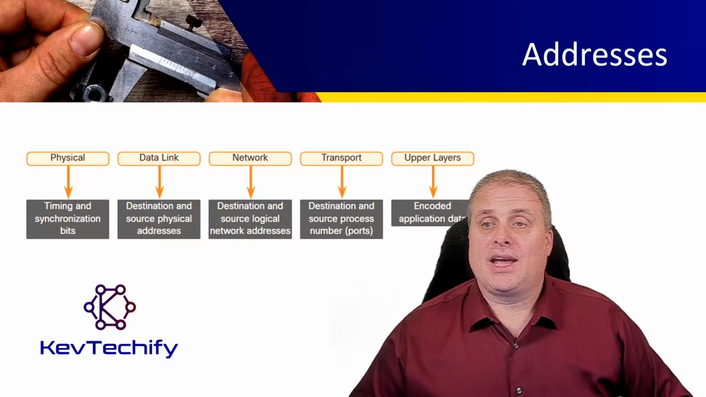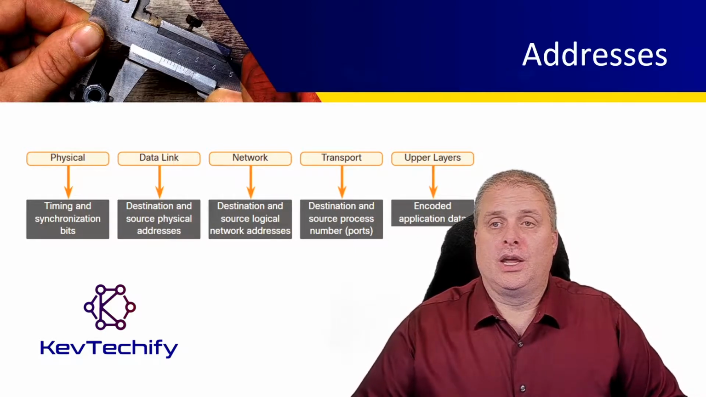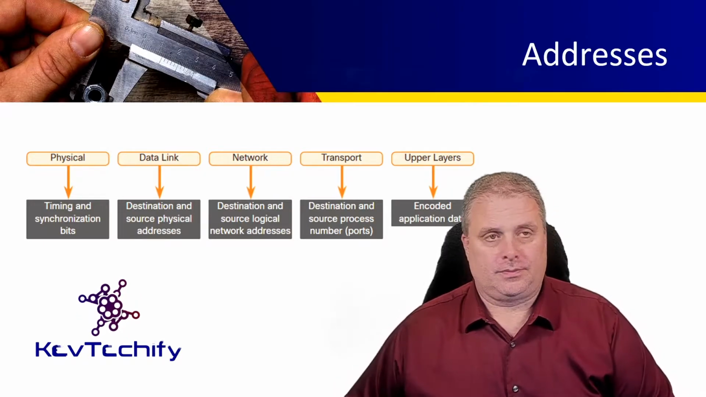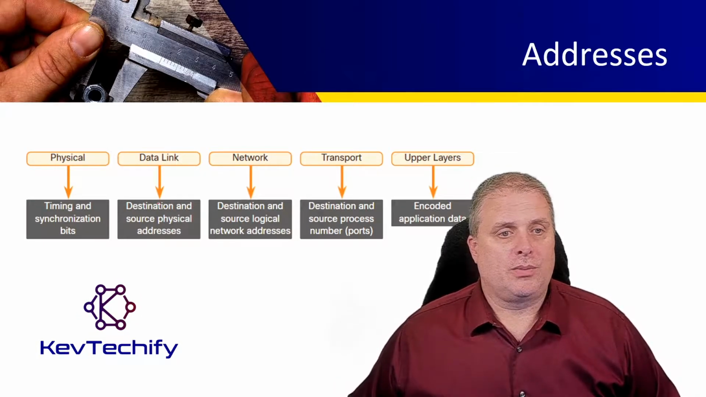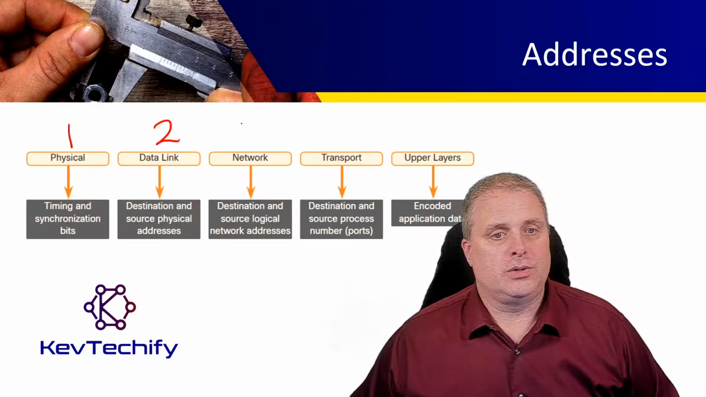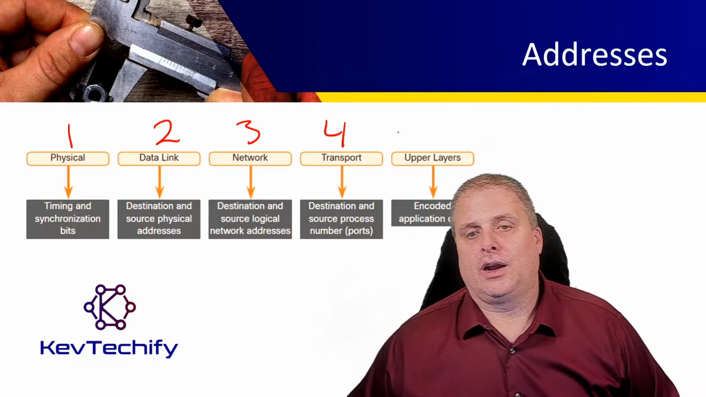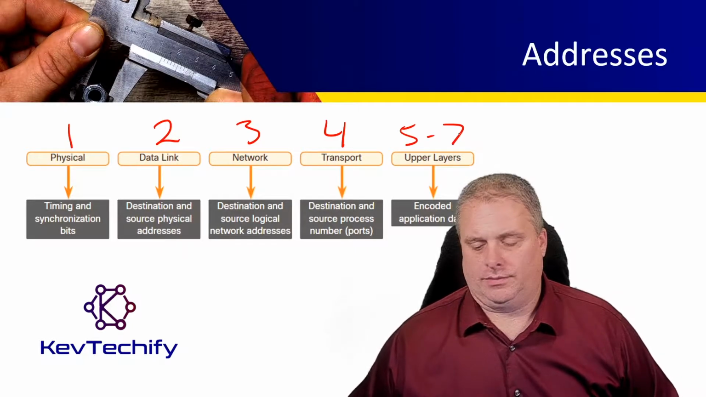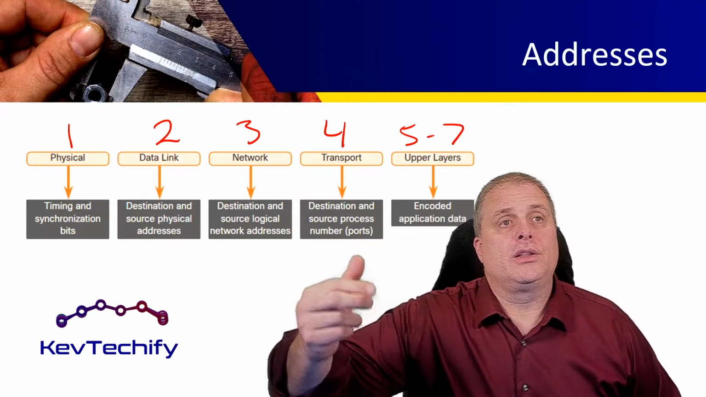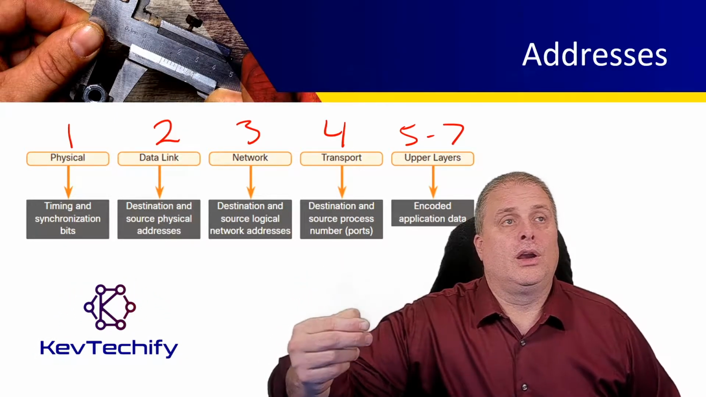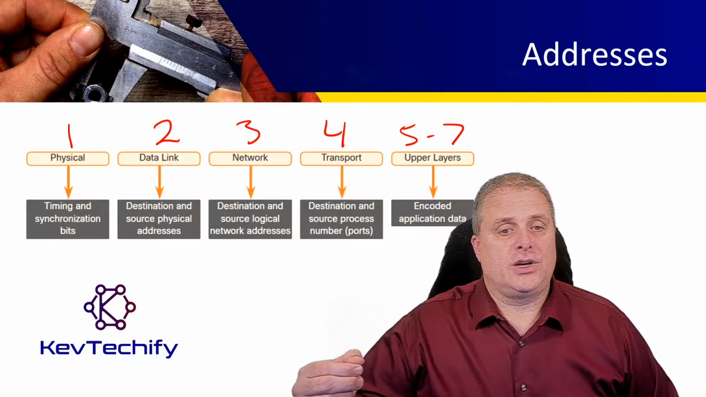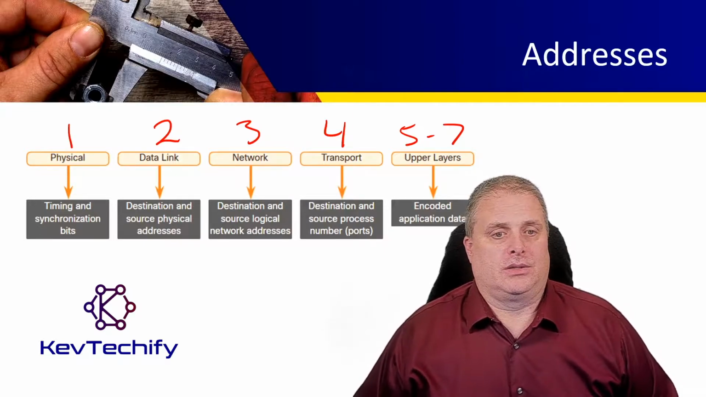As we talk about data access, we need to talk about addresses. And there's two addresses here that happen in our OSI model. This here is a representation of our OSI model. Physical layer is layer 1, data link is 2, 3, 4, and then our upper layers are 5 through 7. As we can see, at layer 2, our data link layer, and layer 3, our network layer, we have two different addresses. One is the physical address, one is the logical address.